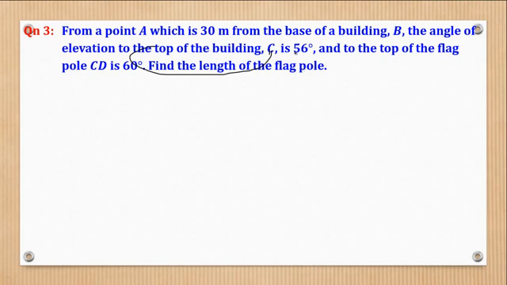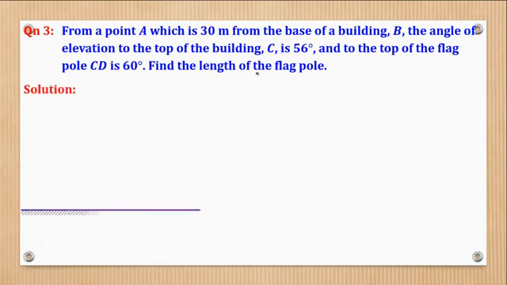Then they're saying it is 50 degrees. So what is that 50 degrees? 50 degrees is the angle of elevation to the top of the building, and to the top of the flagpole CD is 60 degrees. So you have 2 angles of elevation. Find the length of the flagpole. So here we shall need to make a sketch.